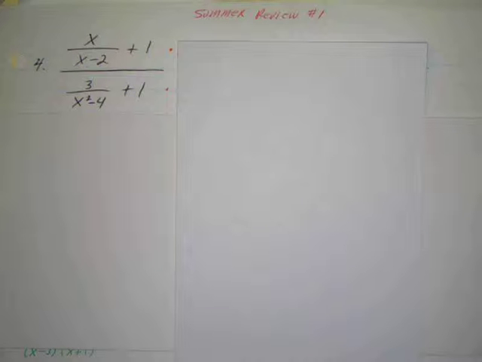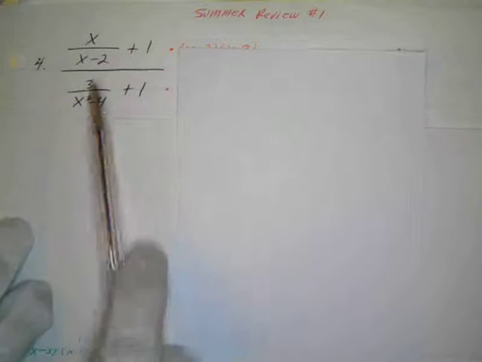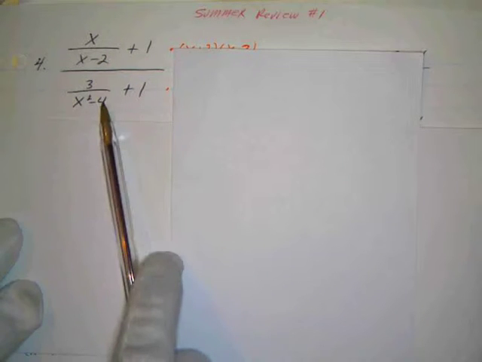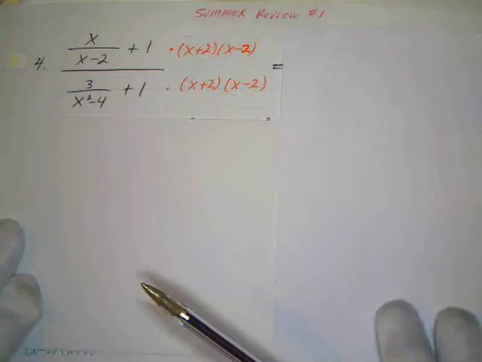Okay, these are some more problems from summary review number 1, and this is number 4, and we have a complex fraction. We know that x squared minus 4 factors to be x plus 2 times x minus 2, so we can see that x minus 2 is a factor of the denominator in the complex fraction, the fractional part of the denominator. We can see that this x minus 2 is a factor of this x squared minus 4, so this would be the LCD. So remember, we multiply the top and the bottom by the LCD.